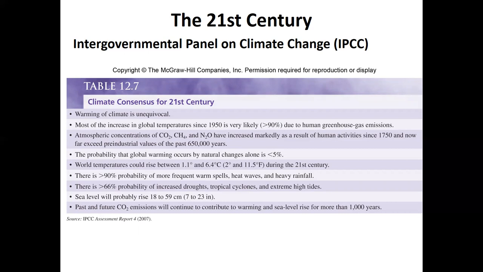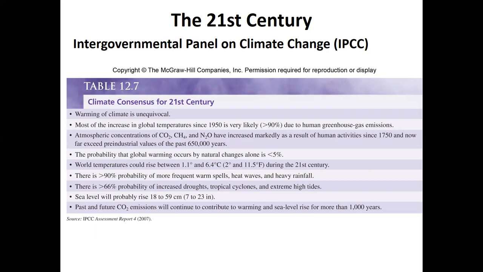Atmospheric concentrations of greenhouse gases such as carbon dioxide, methane, and nitrous oxide have increased markedly as a result of human activities since the beginning of the Industrial Revolution in 1750, and now far exceed the pre-industrial values of the last 650,000 years. The probability that the global warming we are now observing occurs strictly due to natural changes alone is less than 5%. And world temperatures could rise between 1.1 and 6.4 degrees centigrade, or 2 and 11.5 degrees Fahrenheit, during the 21st century.